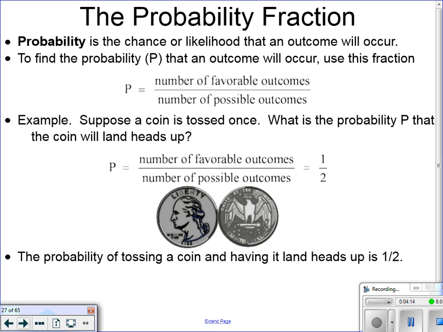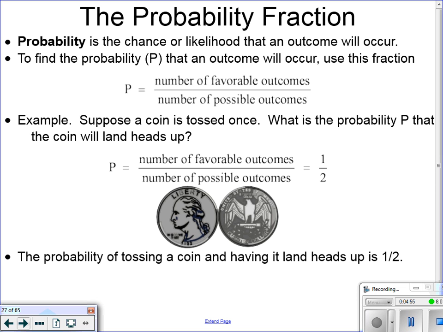To find probability, we use this fraction, which is we take the number of favorable outcomes divided by the number of possible outcomes. The favorable outcomes are what you're looking to see happen. Okay? So in the coin example here, suppose we toss a coin once, what's the probability that the coin will land heads up? So our favorable outcome is the coin landing heads up. Well, only one side of the coin is heads, so there's one favorable outcome. Possible outcomes, well, there's 2 possible outcomes. It could either be heads or it could be tails.